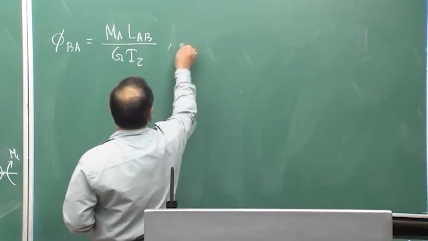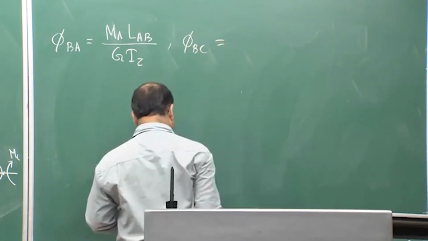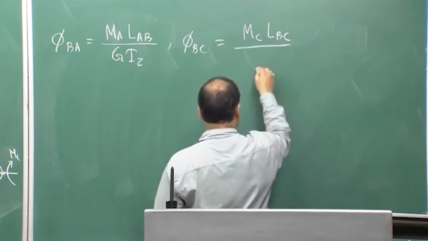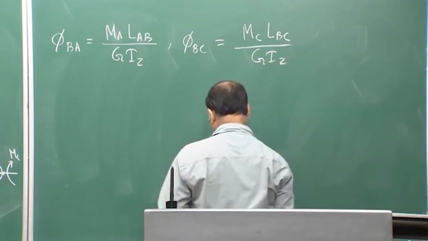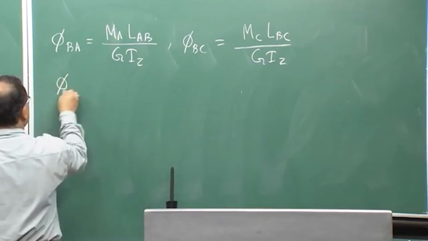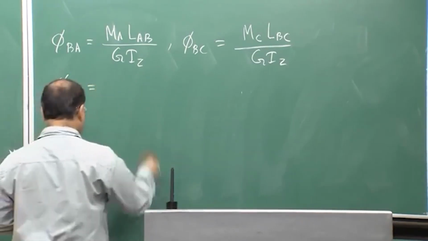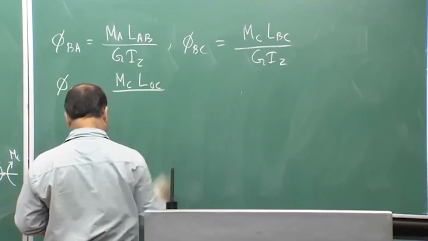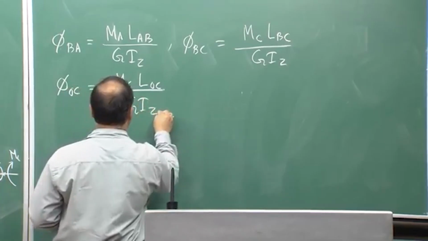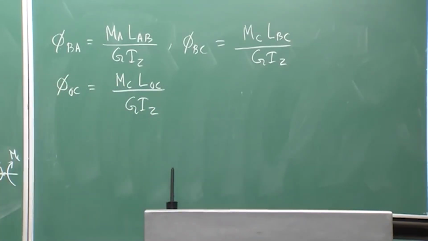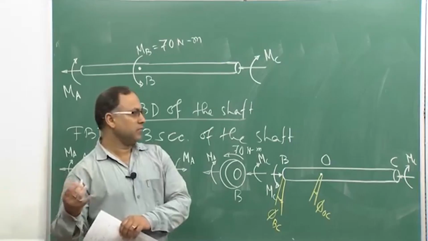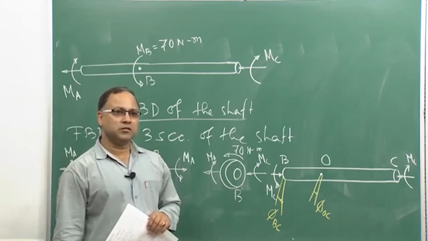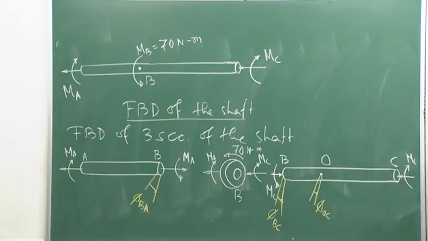Similarly, I can write phi BC is equal to MC LBC by GIZ. Similarly, I can write phi OC is equal to MC LOC by GIZ. Agreed? So these are the expressions of twist at different locations of the shaft, phi BA, phi BC, phi OC, over the lengths of concern. This is equation 3.